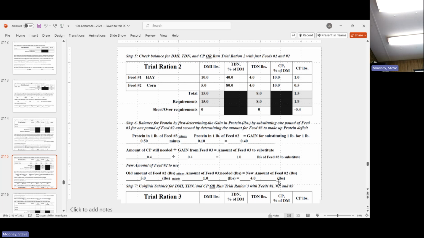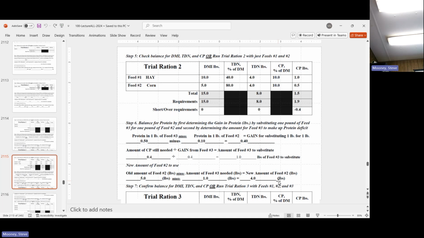So step 6, balance protein by determining the gain in protein pounds by substituting feed 3, which is our soybean meal, for feed 2, which is our corn. So if I go from 1, if I subtract my corn and add soybean meal, what do I get? How many tenths of a pound of protein do I have in my soybean meal? Feed 3.